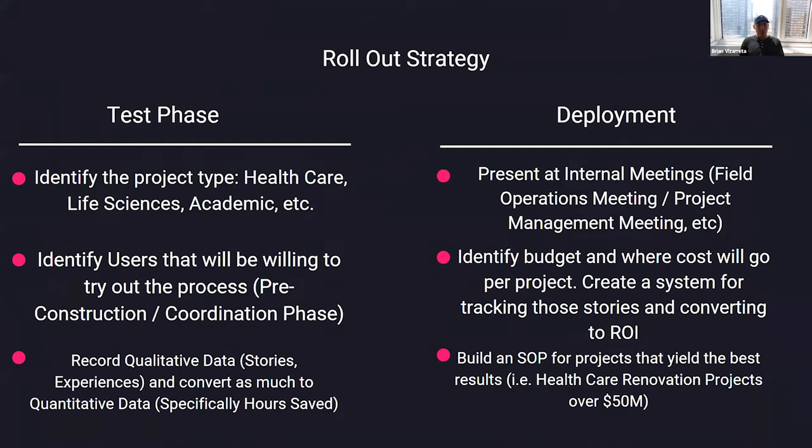Starting with the test phase, you're able to identify a project type. So start by saying, what's our company's bread and butter and where do I think this may have the most value? So you're looking at healthcare, life sciences, academic, multifamily housing, whatever. Start there. All right, I'm going to just focus on this one specific sector.